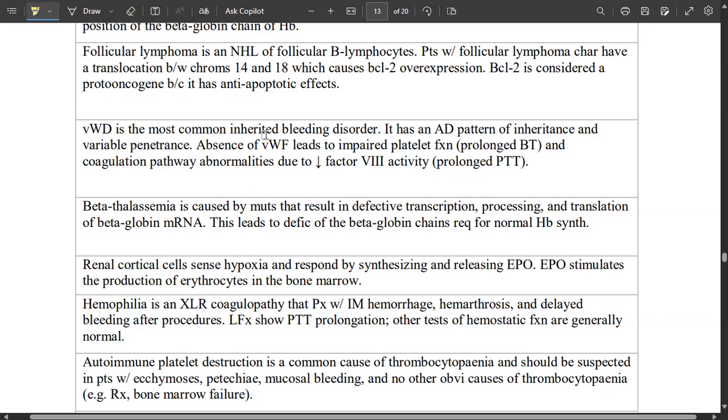Von Willebrand disease is the most common inherited bleeding disorder. It is autosomal dominant, the name itself is a reminder of the dominant pattern, with variable penetrance.